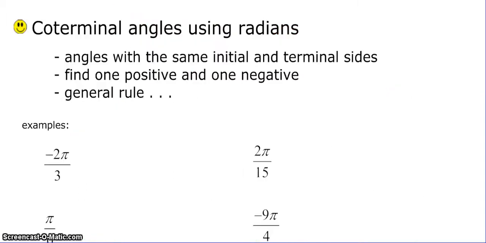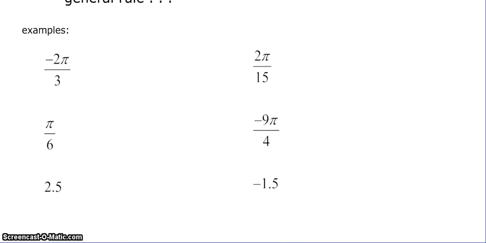Okay, so now going on to part 2, the last 2 examples are just finding coterminal angles. We remember coterminal angles are angles with the same initial and terminal side, and I want you to find one positive and one negative coterminal angle in radians for these given angles in radians.